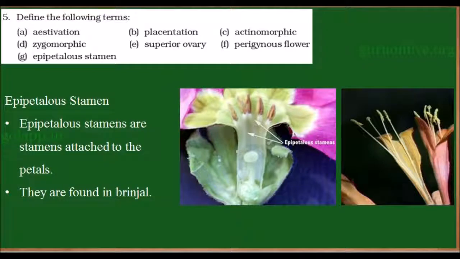The next one is epipetalous stamen. In epipetalous stamen, epi is above, petalous is petal. Here we can see these are the stamens and they are attached to the petals. Such arrangement of stamens is called epipetalous stamens. They are found in brinjal plant.